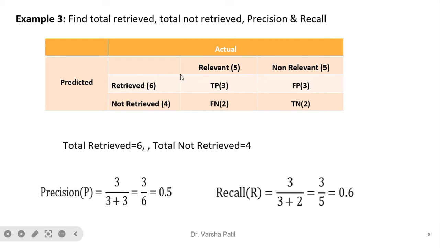Find total retrieved, total not retrieved, precision and recall. So total retrieved are 6, total not retrieved are 4. This table is given, and we just need to find out what is total retrieved, total not retrieved, and based on that we can easily calculate the precision and recall values.